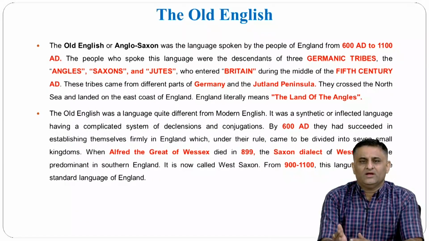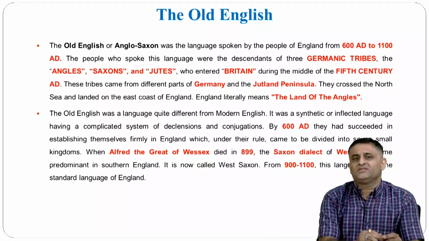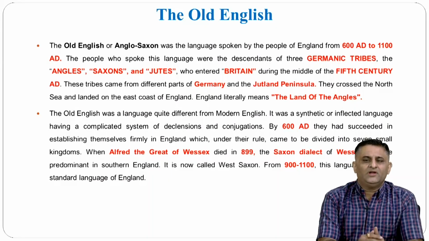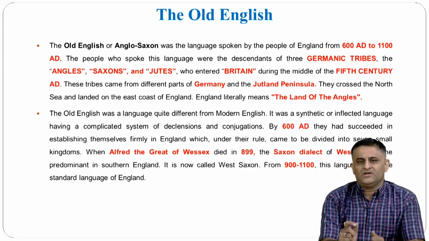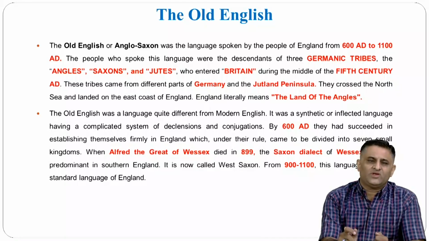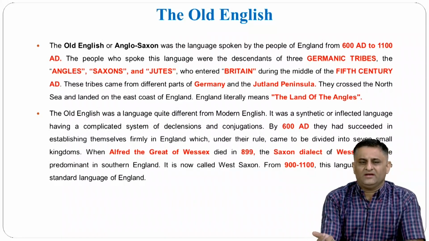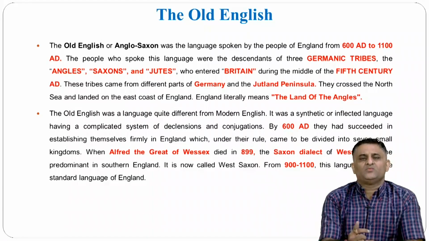They settled down and the entire situation, the entire era changed. But here the process is that which time period they entered England. So they entered Britain during the middle of the 5th century Anno Domini. Dear students, please make a note that in the 5th century there were remarkable changes that came to England. These tribes came from different parts of Germany.